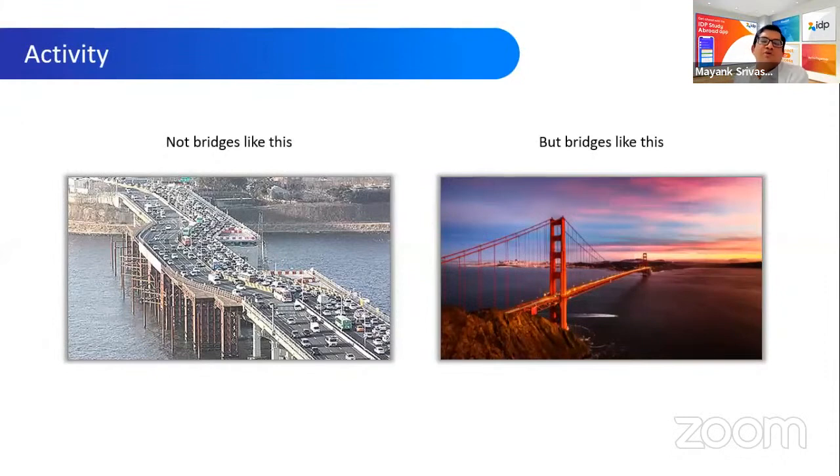So IDP plays the role of a bridge which connects you with the university, right? IDP will give you a choice of selecting the right university and the right program for you. So we will be a bridge between you and the universities.